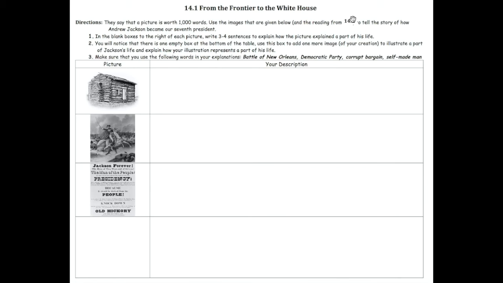14.1, and you're going to take that information and you're going to figure out why they put this picture here, and you're going to explain what that picture has to do with Jackson's upbringing. Again, same thing over here. Why? Oops, don't do that. That is the wrong thing to do. So why Jackson on a horse? What does that mean? And you're going to write that over here. So Jackson Forever, this is a campaign poster.